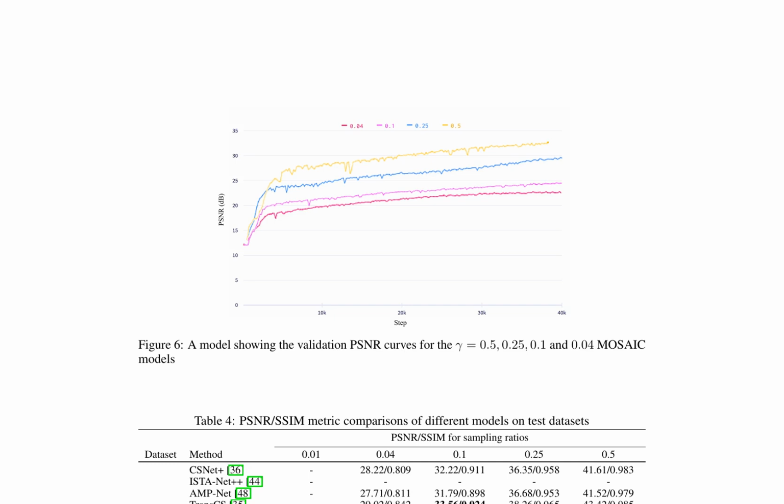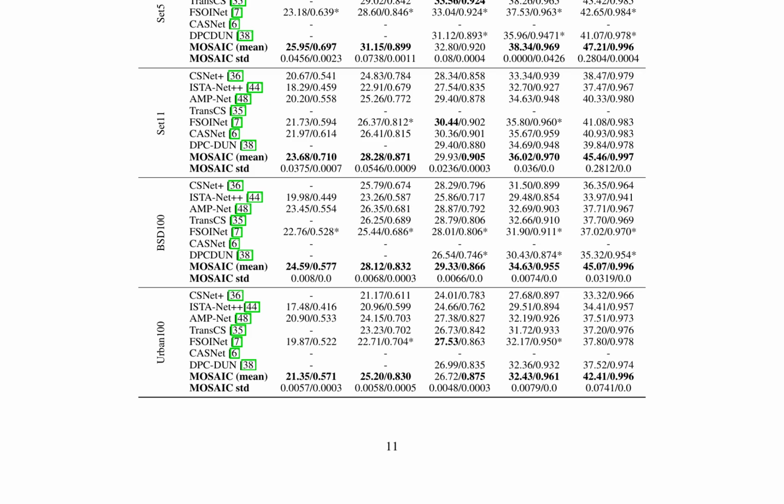The authors present a comprehensive evaluation of their proposed MOSAIC model for compressed sensing (CS) reconstruction. Table 4 compares the PSNR and SSIM metrics of MOSAIC with other state-of-the-art models on 3 benchmark datasets, Set 5, Set 11, and Urban100, at various sampling ratios. MOSAIC demonstrates competitive performance, with a mean PSNR of 47.21 and SSIM of 0.996 on the Set 5 dataset at a sampling ratio of 0.5.